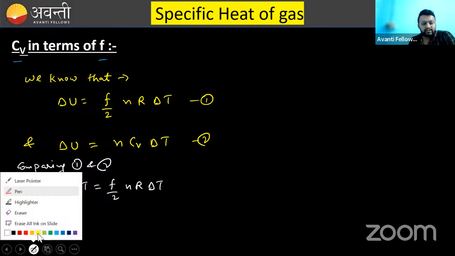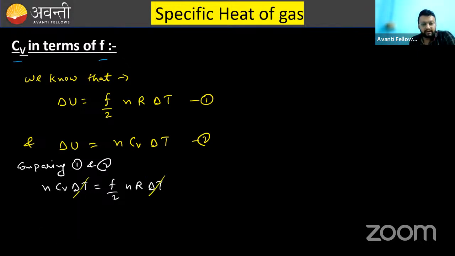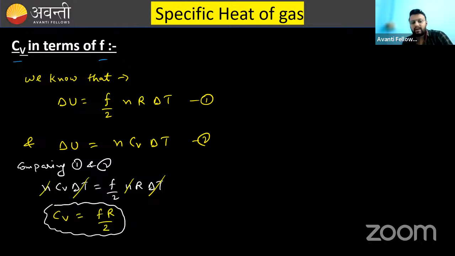You can cancel a few things: delta T, N and N. So what's remaining? Cv is equal to F R by 2. Cv is equal to F R by 2. What is R? Gas constant. What is F? Degree of freedom. 2 is a constant. So one more thing that you can remember here.